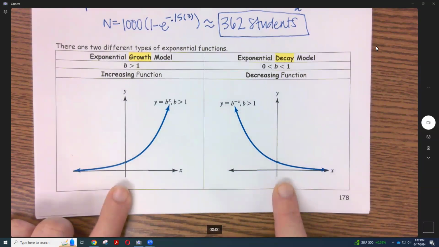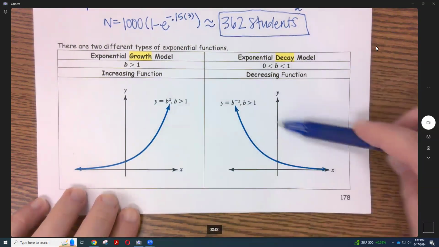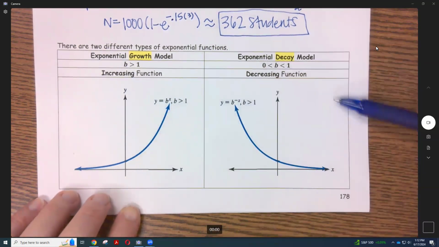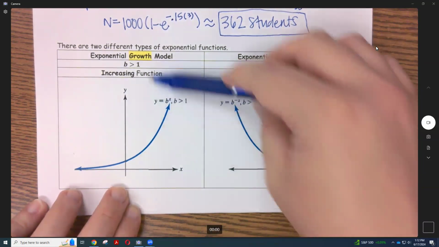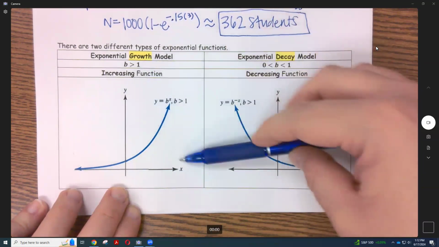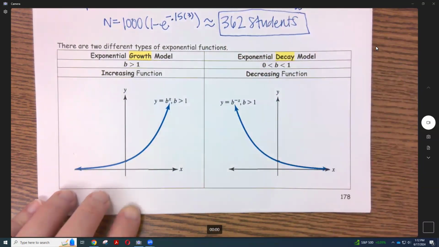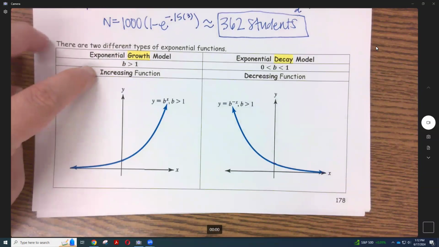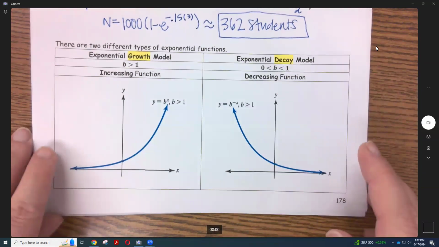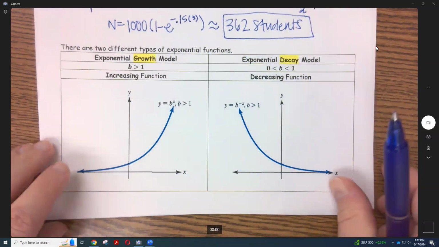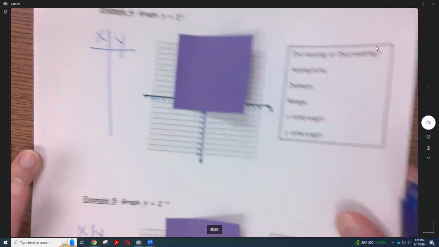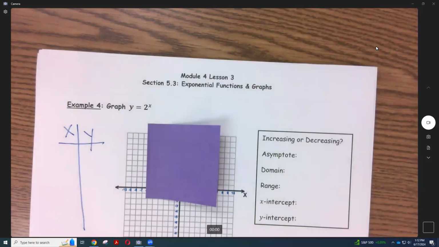Most of our polynomials were not all increasing or all decreasing because they were going up and down. Even your parabola was decreasing over here and then increasing up here, right? So growth is all increasing, decay is all decreasing. So let's try graphing some of these in most basic form. Okay, so we're going to start with example 4 in this video.